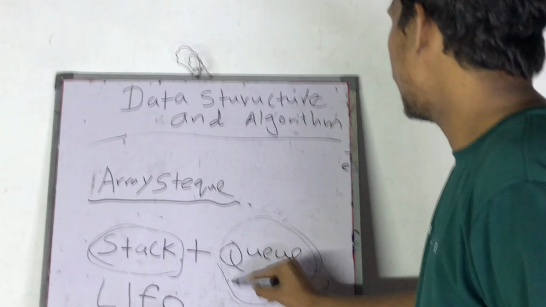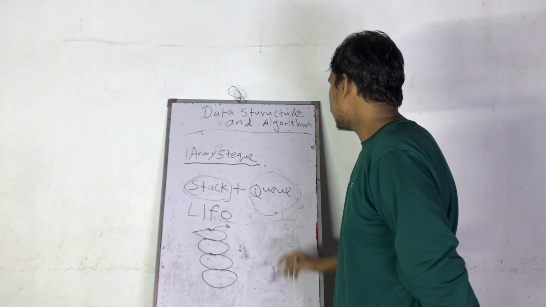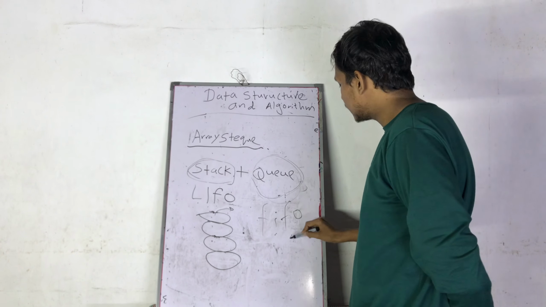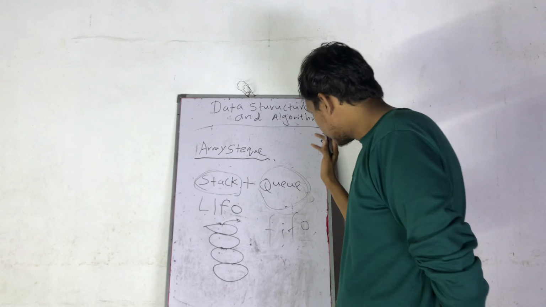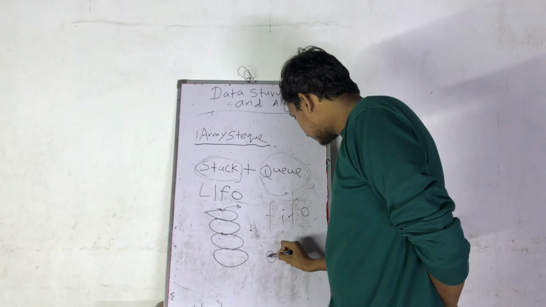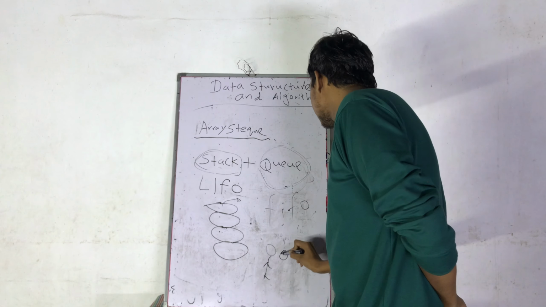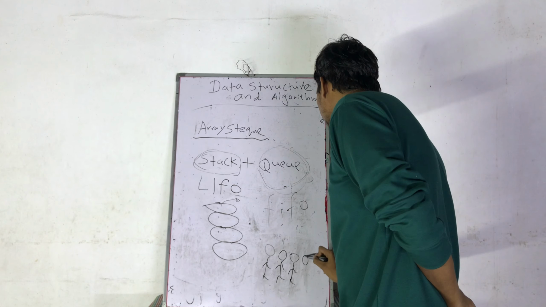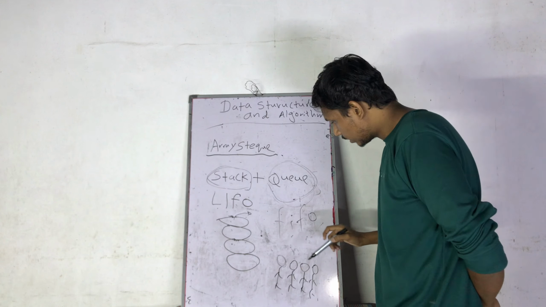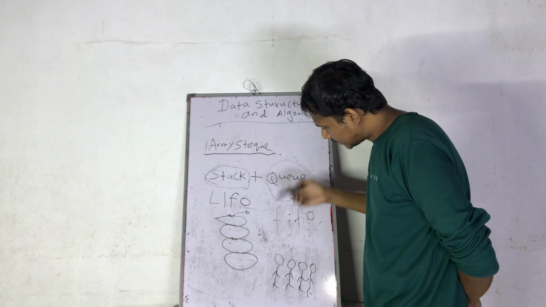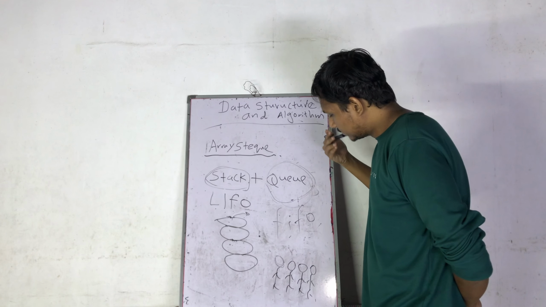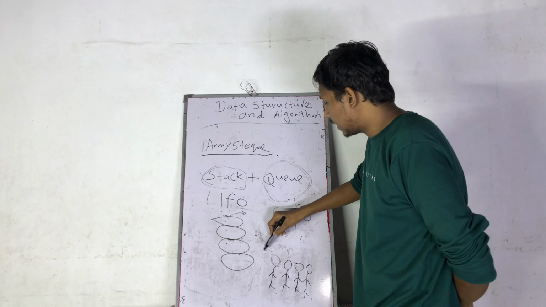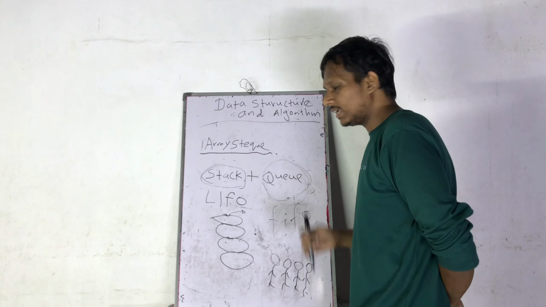Okay, let's talk about queue. Queue works on the FIFO method. It means first in, first out. For example, think of a line at a bank, like this. In this method, the person who came first is the one who gets served first. It means he can go first.